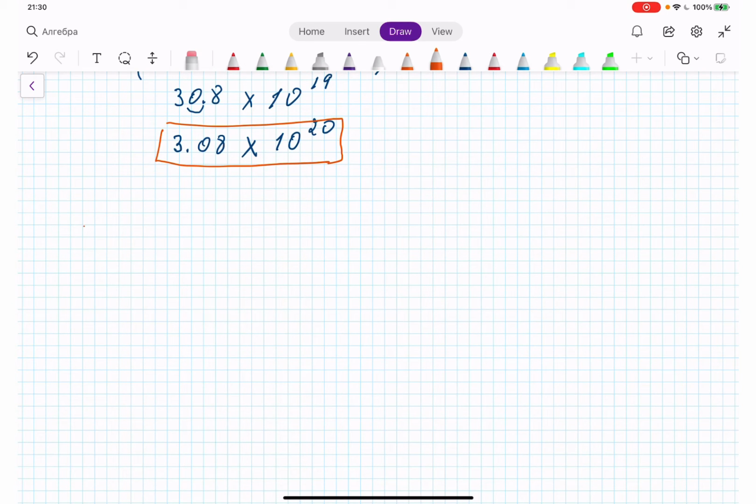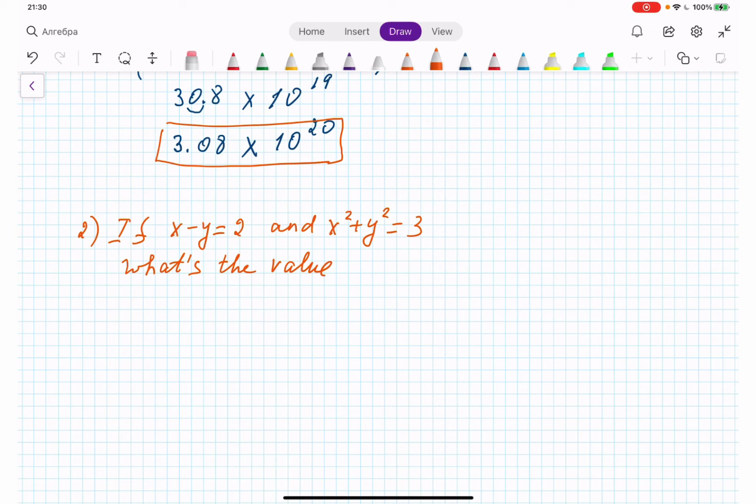So, question number 2. If x minus y is equal to 2, and x squared plus y squared is equal to 3, what's the value of 1 over x minus 1 over y? Okay?